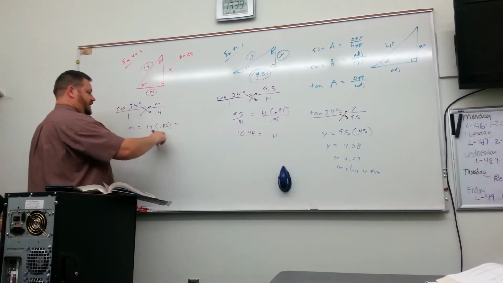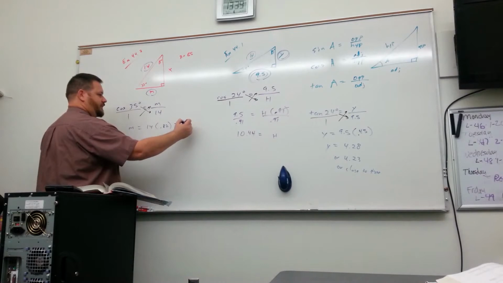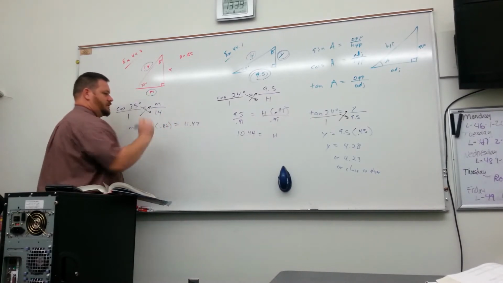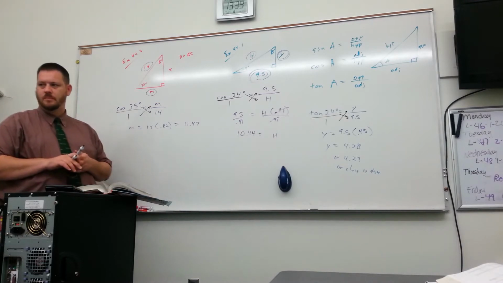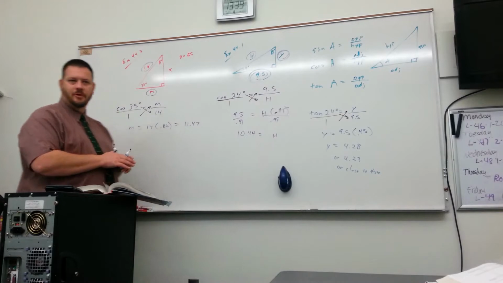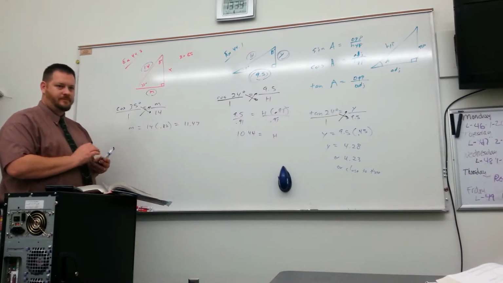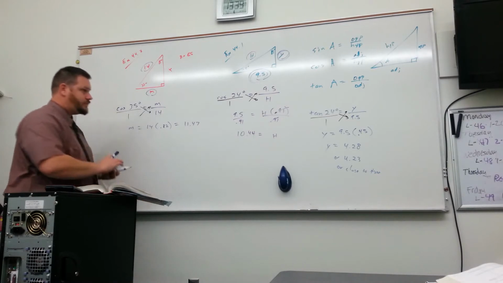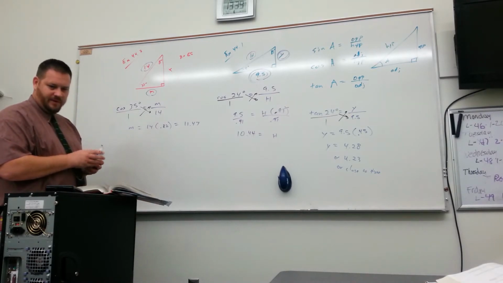And 14 times 0.82. If you just leave the whole decimal, it's 11.47, rounded. But if you don't leave it, it's 11.4 something. In either case, it's 11.4 something. Now you're probably getting the hang of this, right?